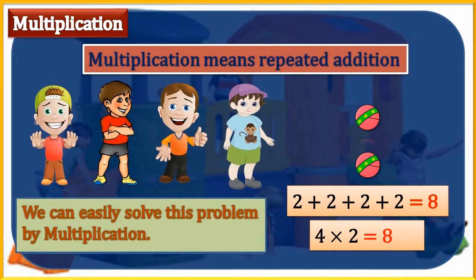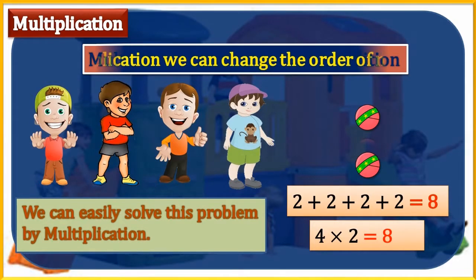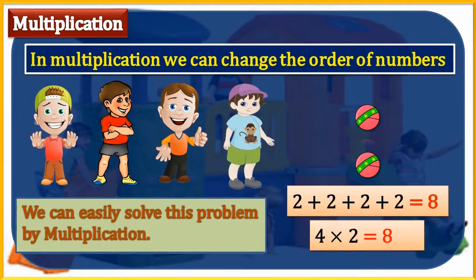It is important to note that in multiplication we can change the order of numbers. So, if we change the numbers 2 and 4, we will get the same result, 8.